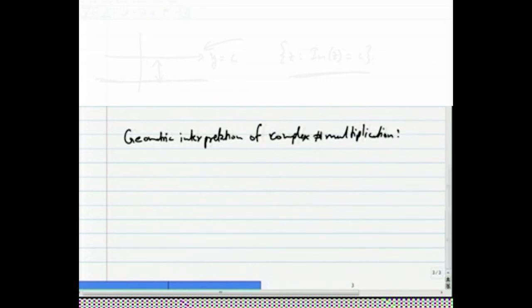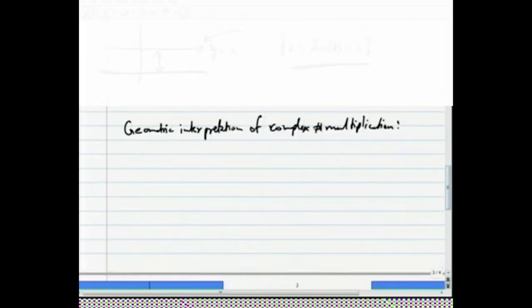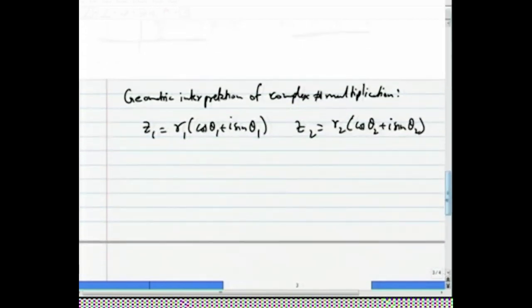Okay, and then I'll come back to the straight line business. Okay, so if you have z1 equals r1 times cosine theta 1 plus I sine theta 1, and z2 equals r2 cosine theta 2 plus I sine theta 2, for some r1, theta 1 and r2, theta 2. Okay, let us assume for the time being z1 not equal to 0, z2 not equal to 0, so that they have a polar representation like that.